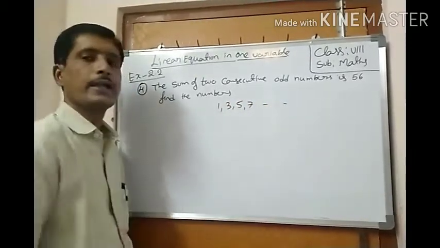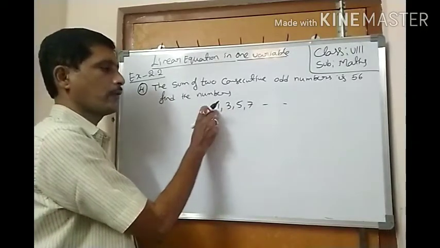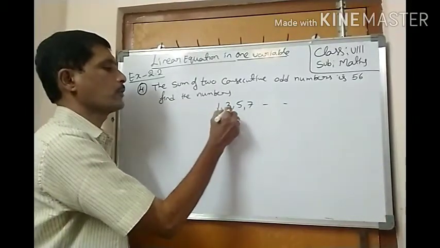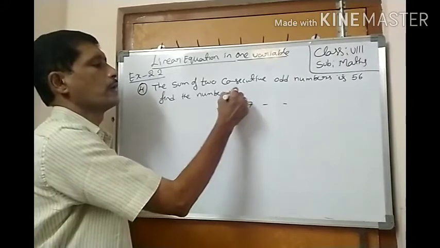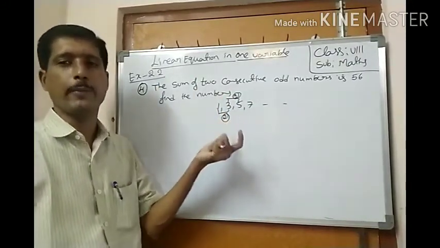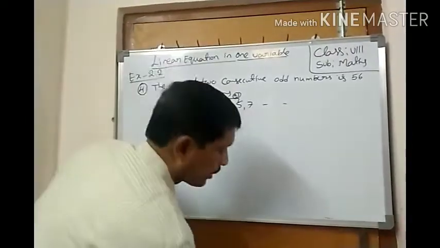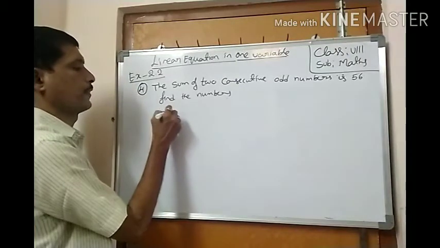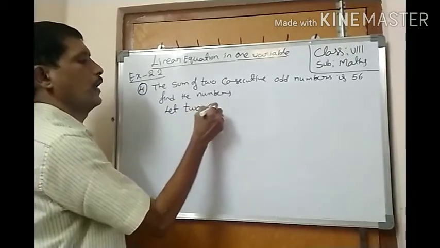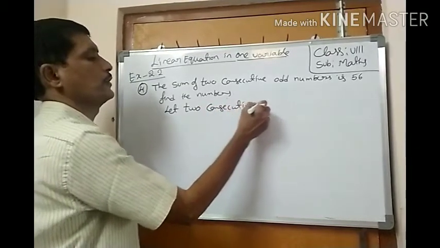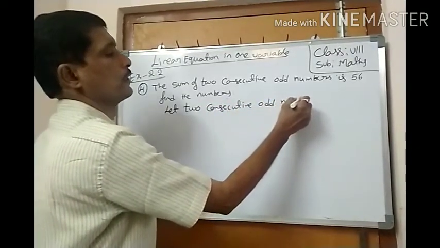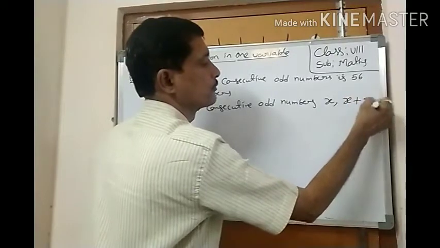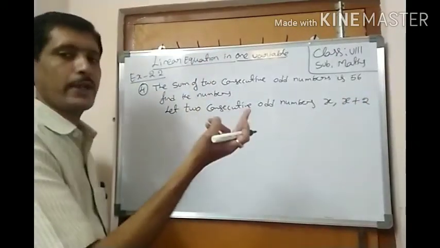Here the numbers are consecutive, therefore 1, after that 3, after that 5, odd numbers. The difference of these two numbers is how much? That is 2 only. The difference of two consecutive odd numbers equals 2 only. Let two consecutive odd numbers be, one is x, another one is x plus 2.